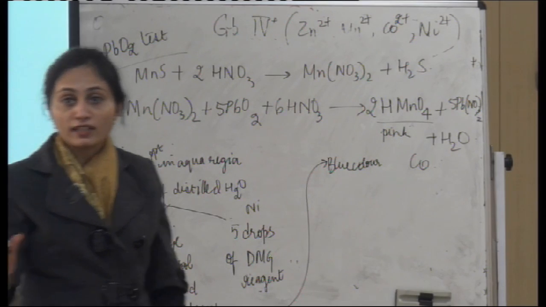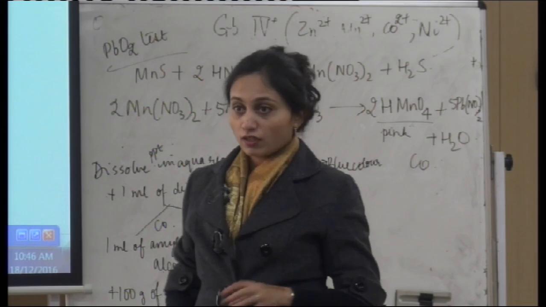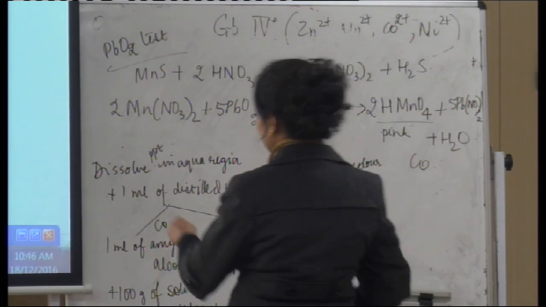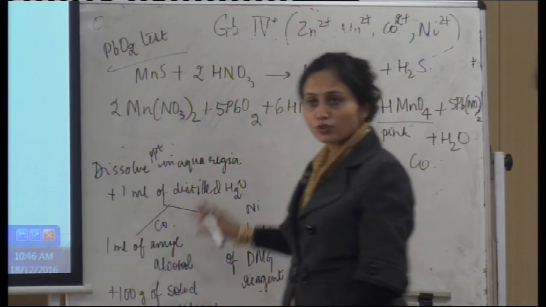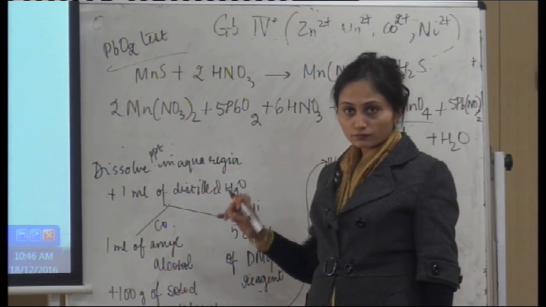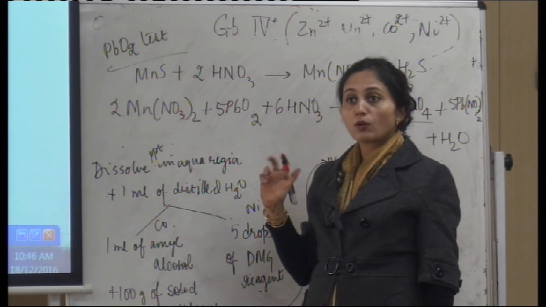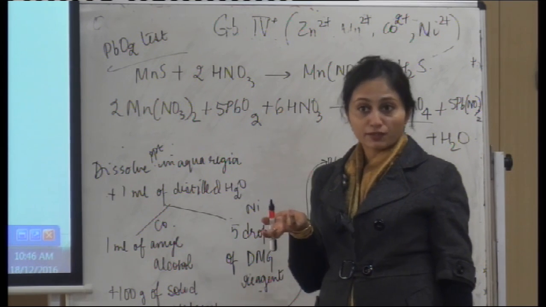Now for the cobalt and nickel, what have we done? We've taken the precipitate and dissolved it in aqua regia. In aqua regia, then we've added a little water to it. That's understood. So you take it in aqua regia, that's the same thing. Now divide it into two parts. We will use the same precipitate because we have a confusion between your cobalt and nickel, both of which are colored.